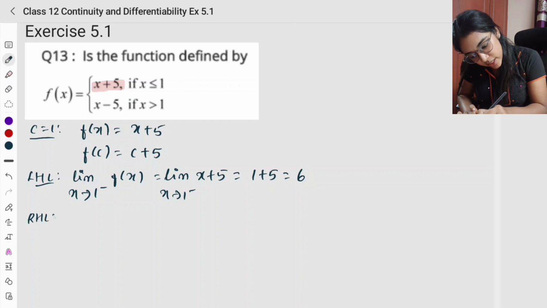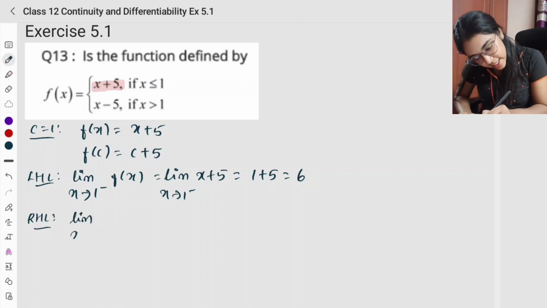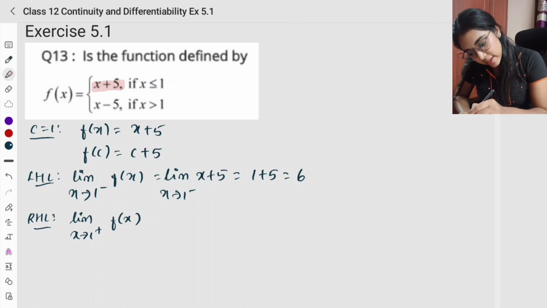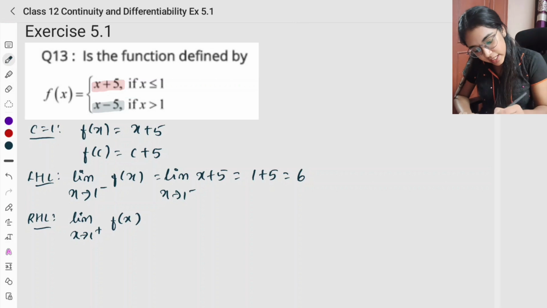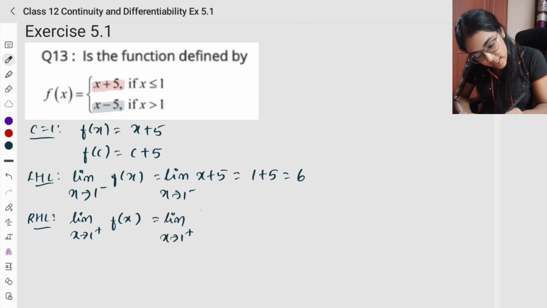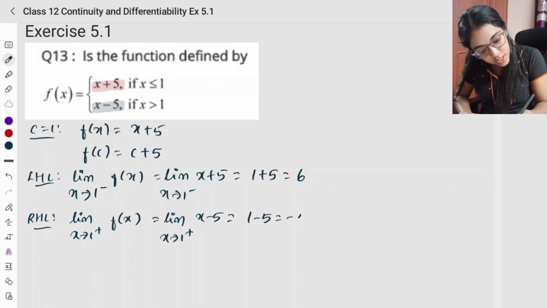What is my right hand limit? Limit x tends to 1 plus of f of x. For 1 plus, it is going to take x minus 5, the value marked in gray. Correct? So limit x tends to 1 plus of x minus 5. When I substitute the value of 1, I'll have 1 minus 5, which is minus 4. Super. The values don't match. Here I have a 6, here I have a minus 4.